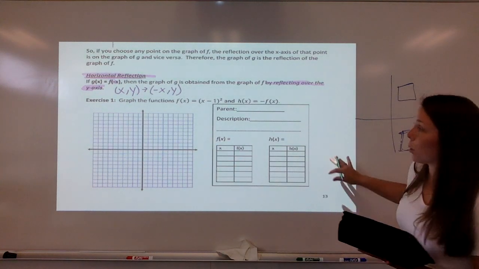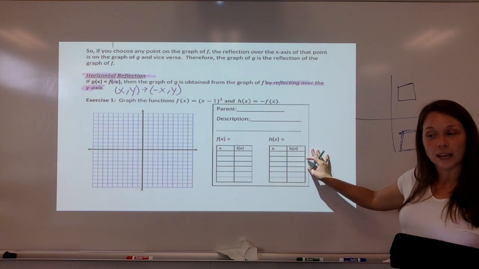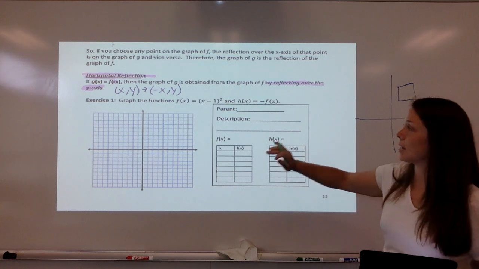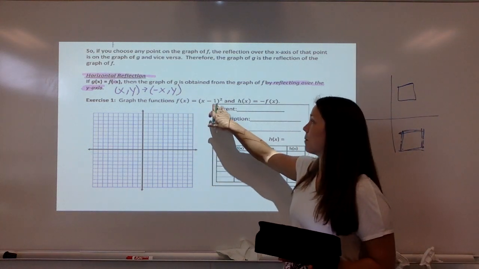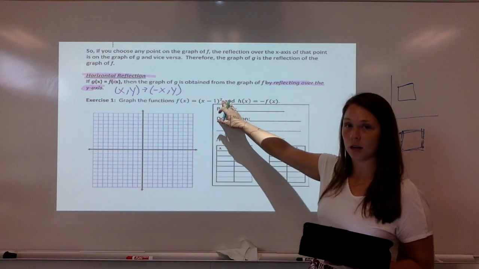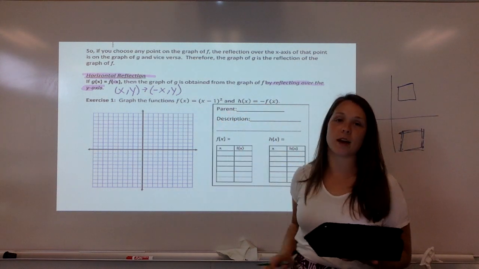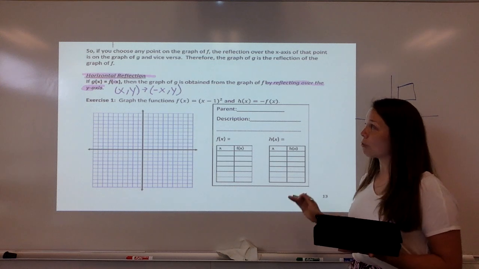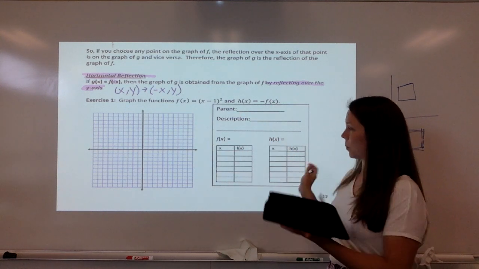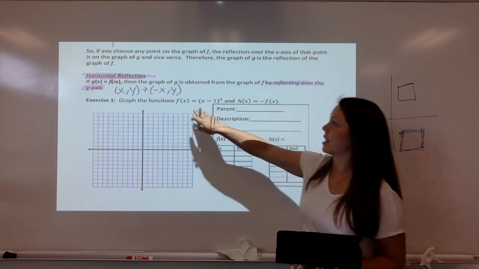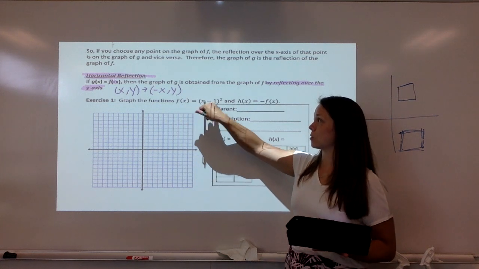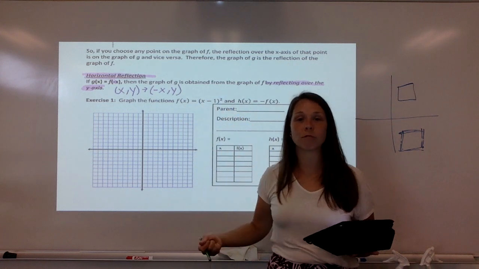So we have one problem that we're going to go through to really talk about reflections. It says graph the functions f of x equals (x minus 1) quantity squared and h of x equals negative of this function f of x. Now, note that before we really even get started with h of x, this f of x function, (x minus 1) quantity squared, has a parent function.